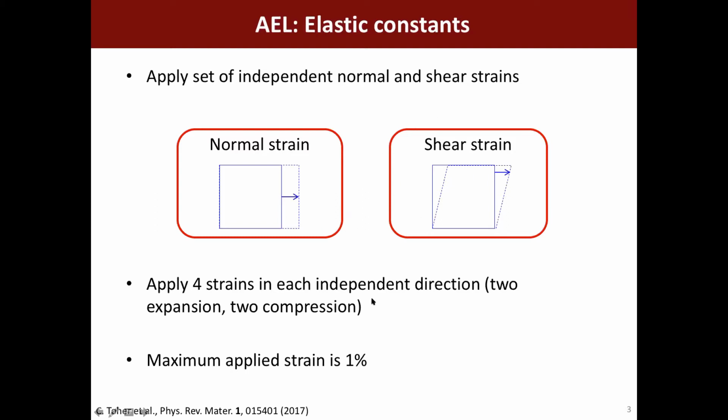And the protocol we follow is we apply four normal strains and four shear strains in each independent direction. So 2 expansion and 2 compression. Depending on the symmetry of the material, you'll have a different number of independent directions. So in cubic materials, you only have to apply 8 strains, but in, say, an orthorhombic material, you would have to apply 24 in total. Usually the default for the maximum applied strain is 1%, but this is something that we can set, and we actually change it sometimes depending on the material. So for softer materials, you sometimes have to apply larger strains to get a reasonably high stress, so that you don't get too much numerical noise.